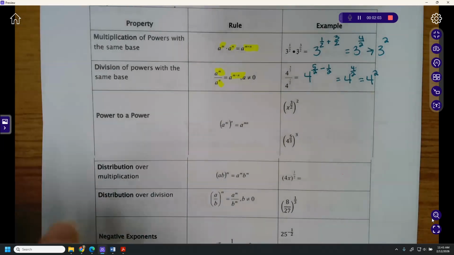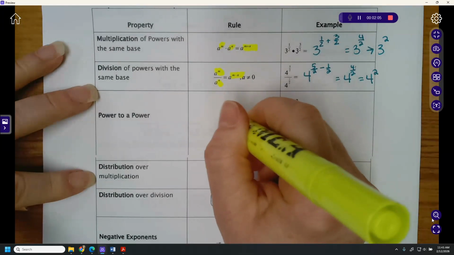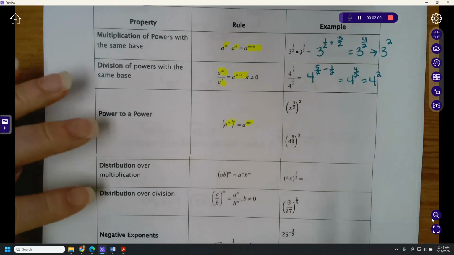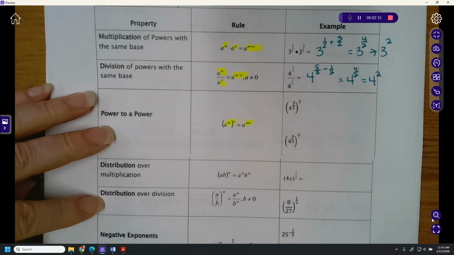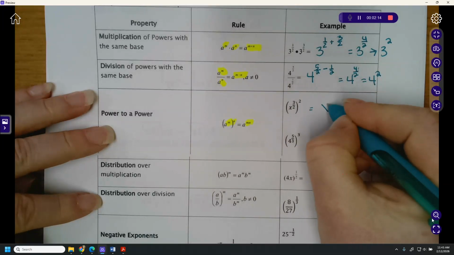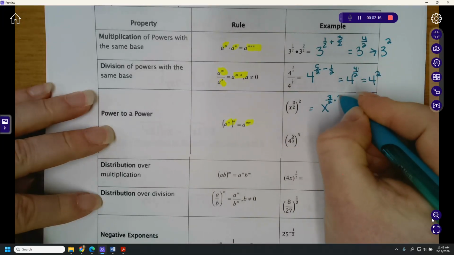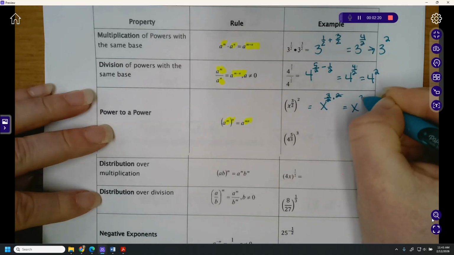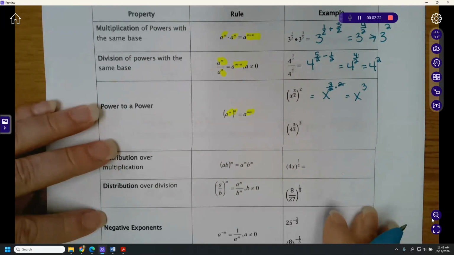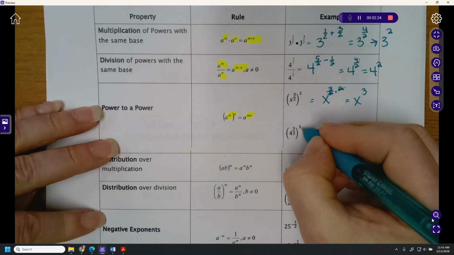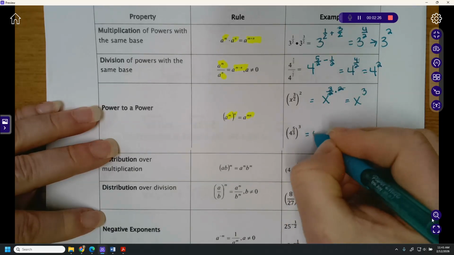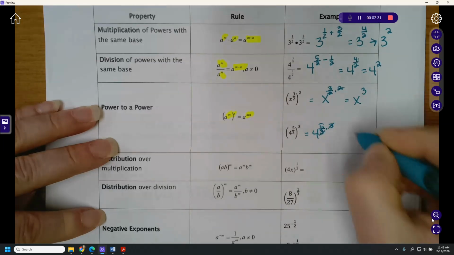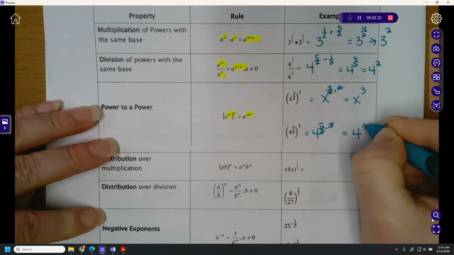Power to a power. When we have power to a power, we multiply the exponents together. And so when those are fraction exponents, we have some things. So this is 3/2 times 2. Those 2's cancel. This is x to the third. 4 to the 5/3 times 3. Again, 5/3 times 3. Those 3's cancel. This is 4 to the 5th.